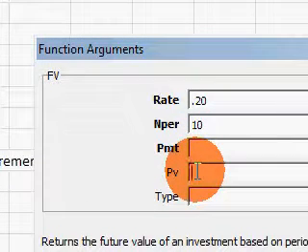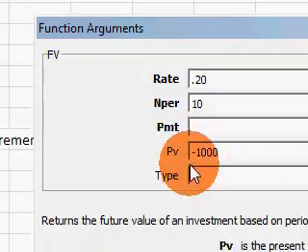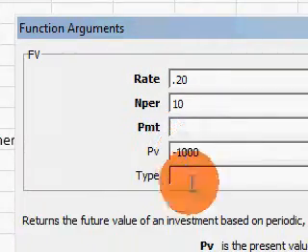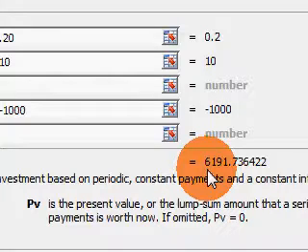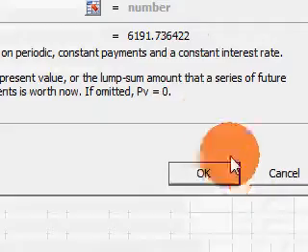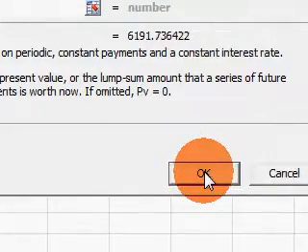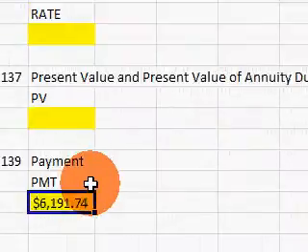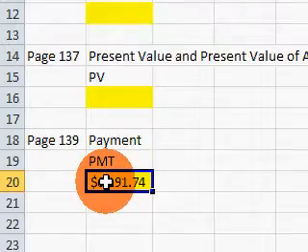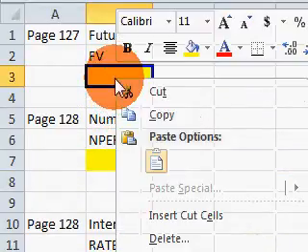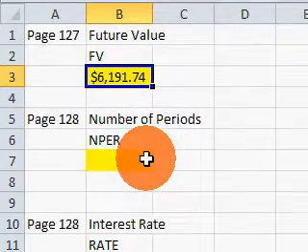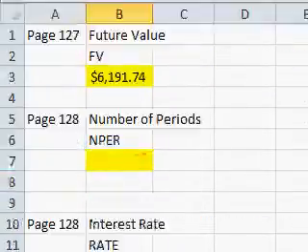And finally, our present value is going to be a negative $1,000 because Excel logic, you invest $1,000, but you expect a positive cash flow back to you in the future. So that matches up with the $6,191.74. So I'm going to click on OK there. We put in the wrong one here, so let me just cut and paste it right here. So now we're good. So we got the future value problem right there. Just going to highlight that cell there.